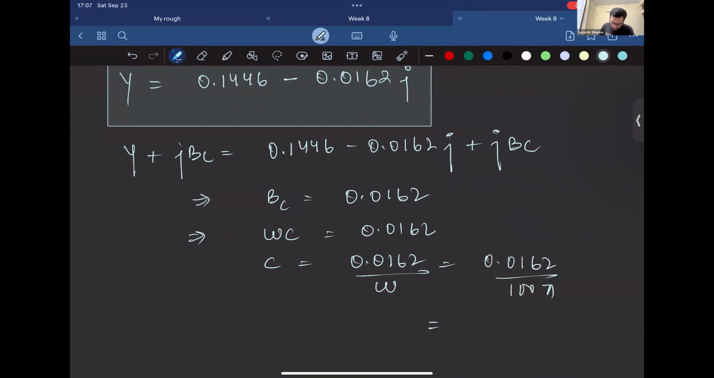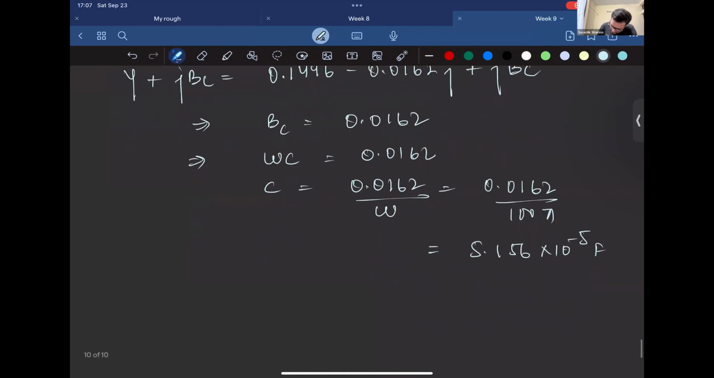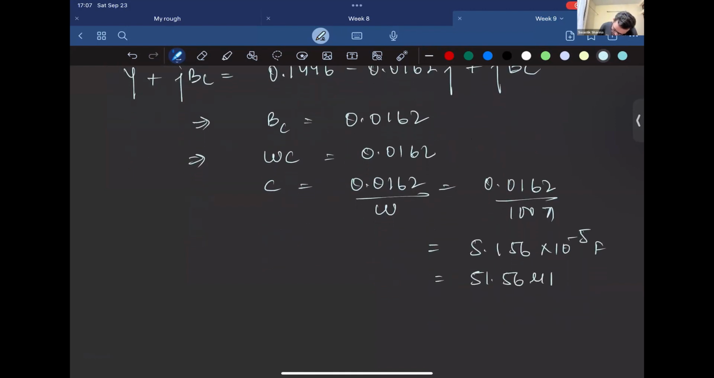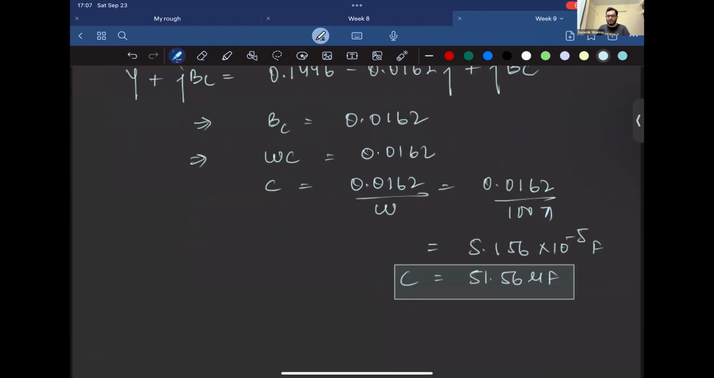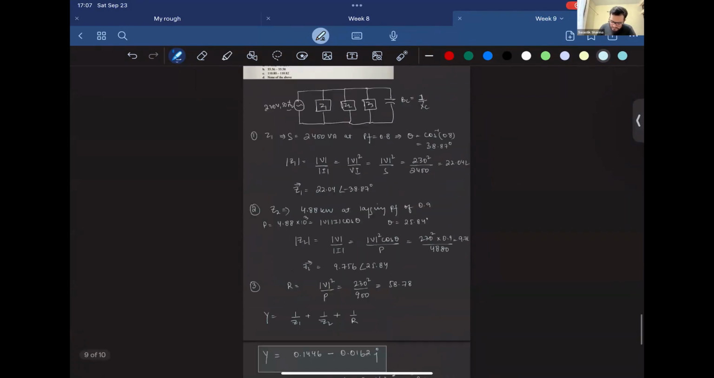So if you find it, what would be the answer? So I'm getting 5.156 into 10 raised to power minus 5 farads, which we can write as 51.56 microfarad. So at this value of capacitor, our circuit will resonate and the phase difference between the supplied voltage and current will be zero.